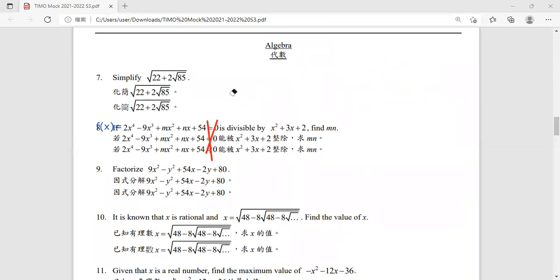Now, f(x) equals 2x^4 minus 9x^3 plus mx^2 plus nx plus 45, and it is divisible by x^2 plus 3x plus 2. If you're smart enough, you will know that this can be factorized into two factors. Now, what can I do here?